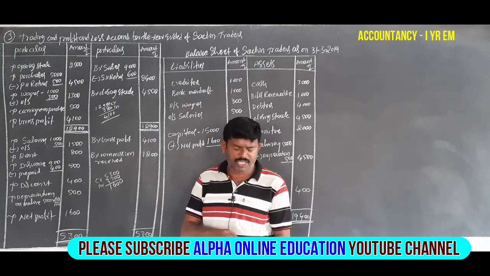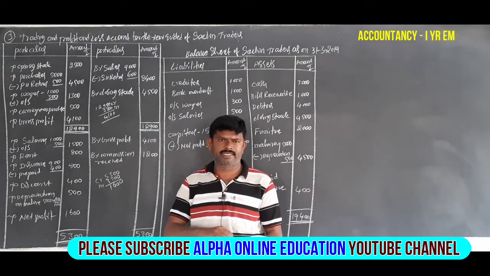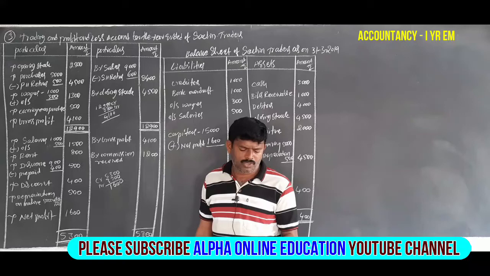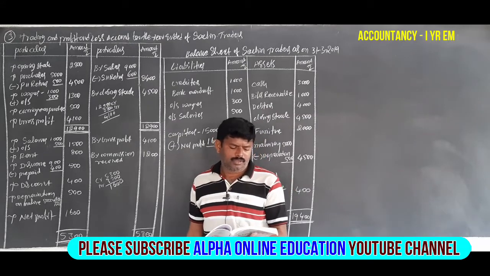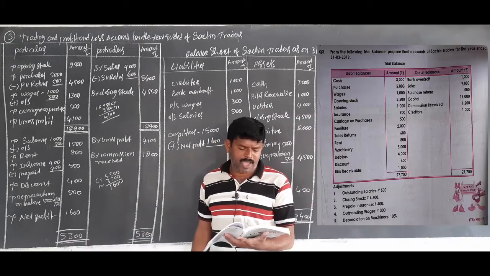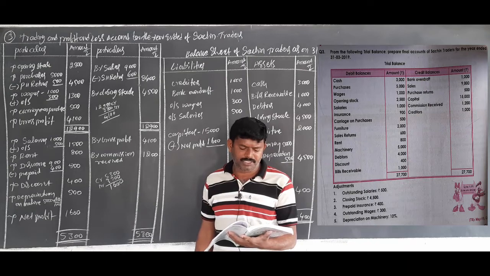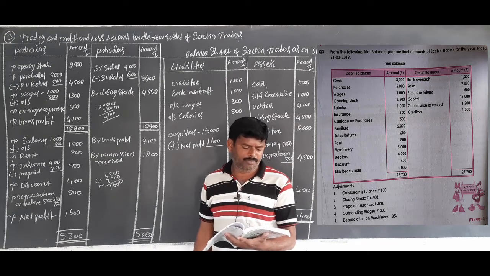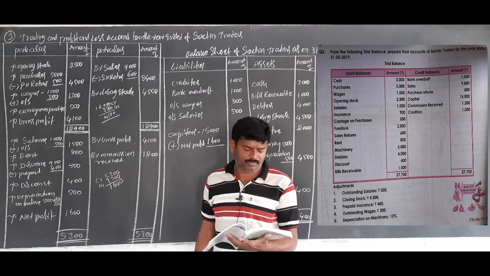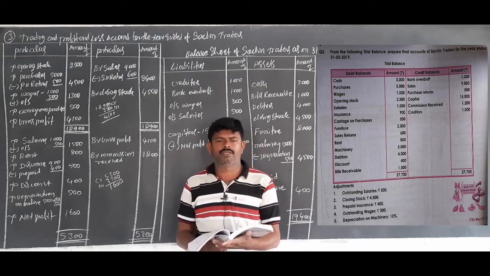Problem number 3, accountancy, first English medium. Okay. From the following trial balances, prepare final accounts of Sachin Traders for the year ended 31st March 2019. Okay, remember one thing.